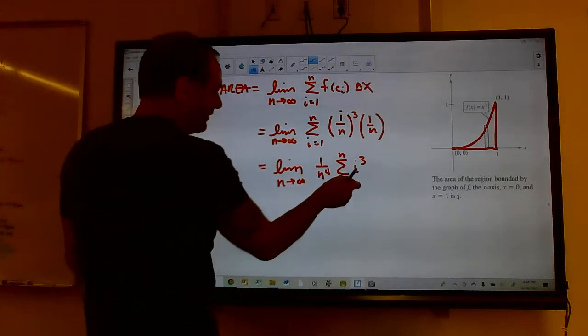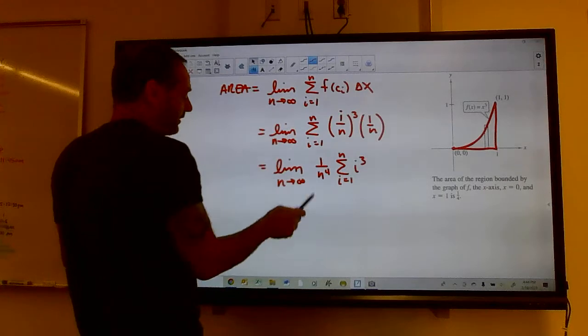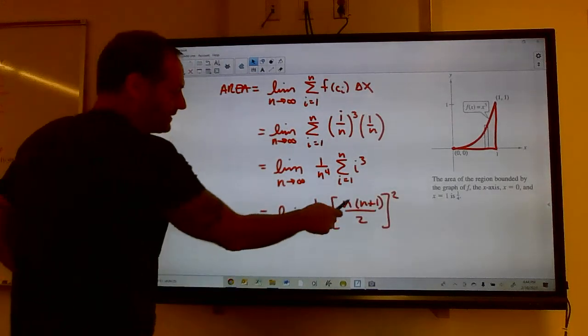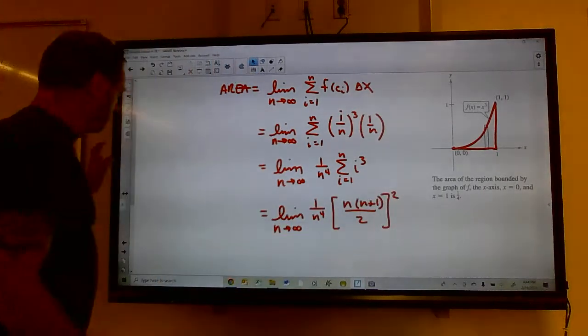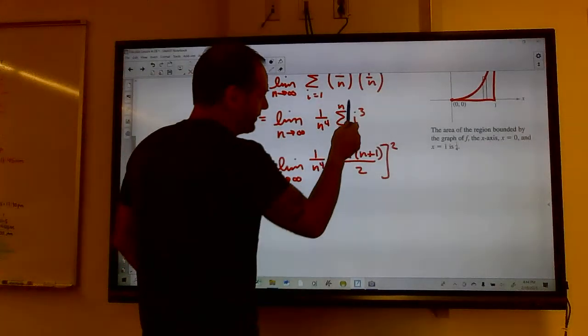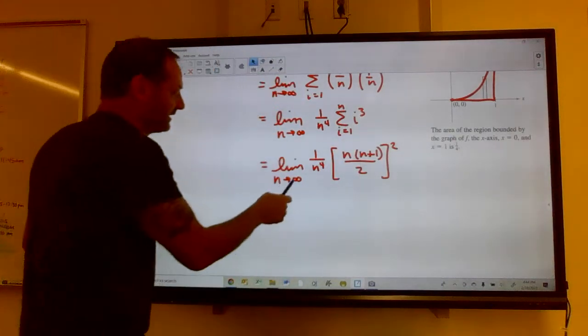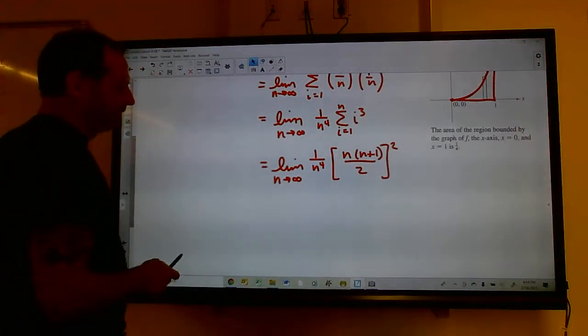Okay, now I find the limit of this. Well, I have a formula for this. Okay, and that formula is n times n plus 1 over 2, squared. Okay, and here's my 1 over n to the fourth, so I know this goes here, and this becomes this. And I take the limit as n goes to infinity.